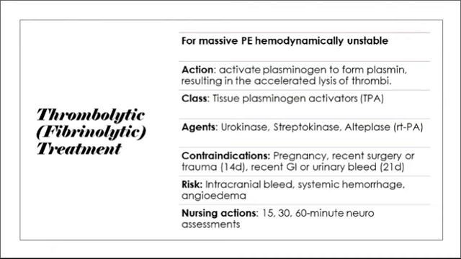Contraindications: pregnancy, recent surgery or trauma within the last 14 days, a recent GI or urinary bleed within the last 21 days. There's other contraindications for thrombolytic treatment, but I'm focusing specifically on the thrombolytic for a pulmonary embolus. Risks are intracranial bleed, systemic hemorrhage, and angioedema. The whole purpose of doing this is to decrease the death rate, dissolve that clot as fast as possible within a few hours.